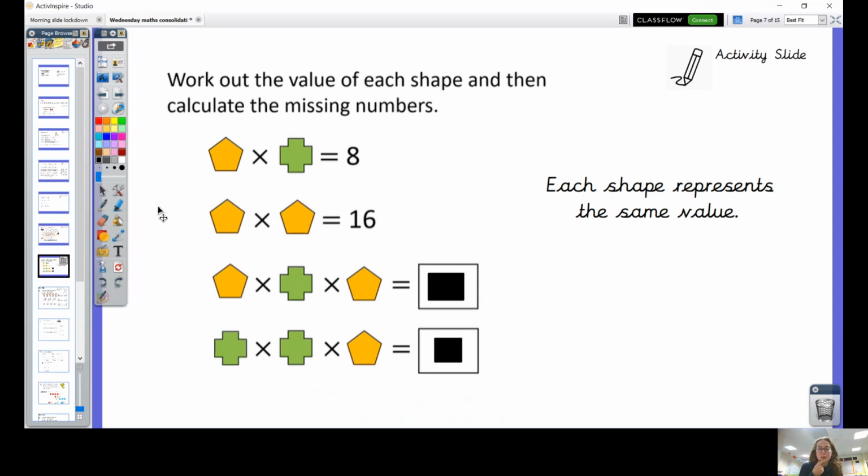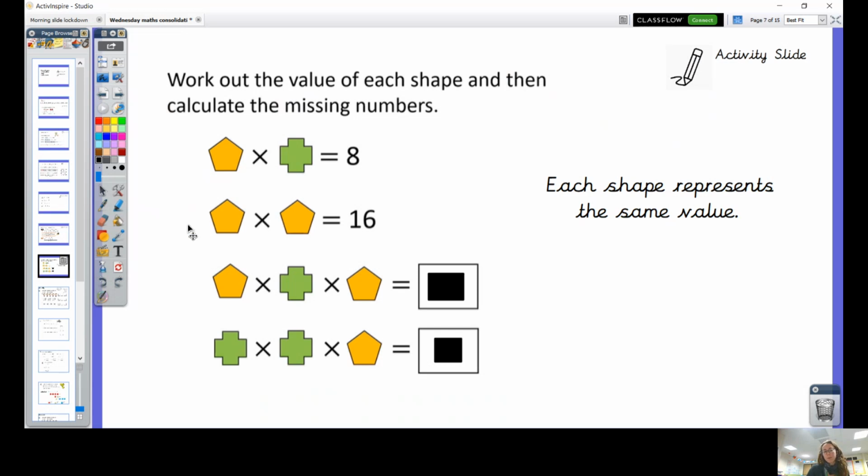Now I'd like to pause the video and just have a think about what calculation would be a good place to start working this out. Have a look and just have a think before you write anything down. Okay, so I'm looking at this first one and I'm thinking, well, I don't know what this yellow is. I'm not sure what this green is yet. Something times something is 8. It could be 8 times 1 is 8. It could be 1 times 8 is 8. It could be 2 times 4 is 8, or it could be 4 times 2. So that calculation isn't really going to help me.